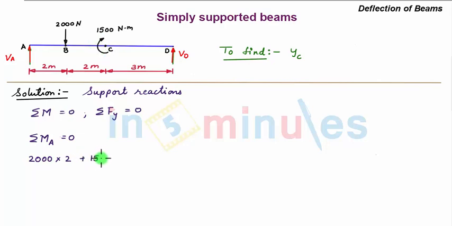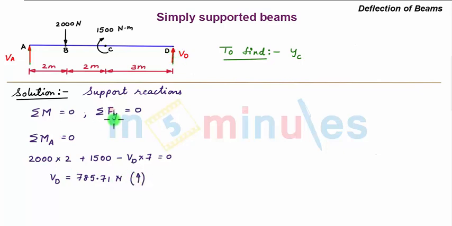So 1500. Then we have an anti-clockwise moment due to the upward vertical support reaction VD acting at a distance of 7 meter from point A. So we have minus VD into 7, and this whole summation of moment is equal to 0. Upon solving this, we get the value of VD as 785.71 Newton. Since the value comes out to be positive, our assumption that the support reaction is vertical is true.